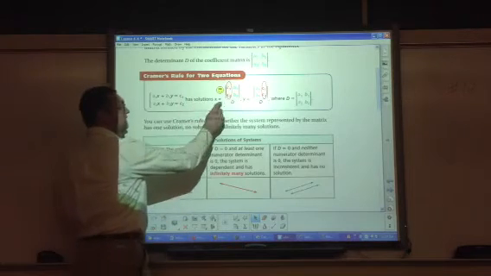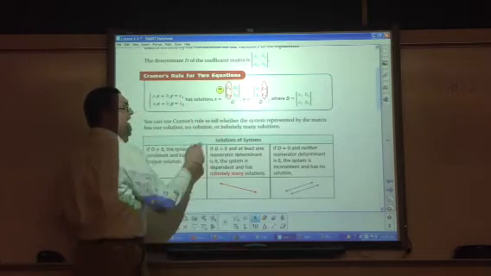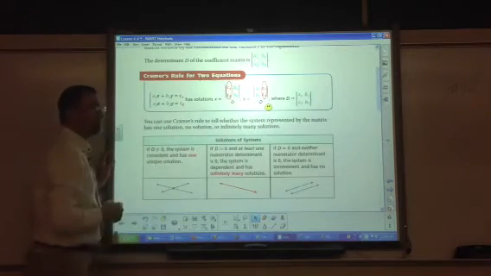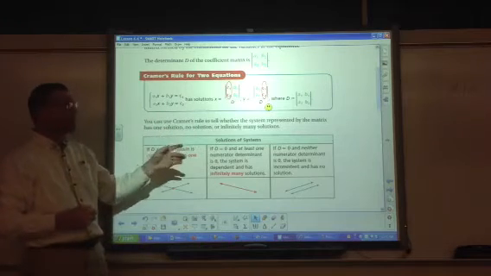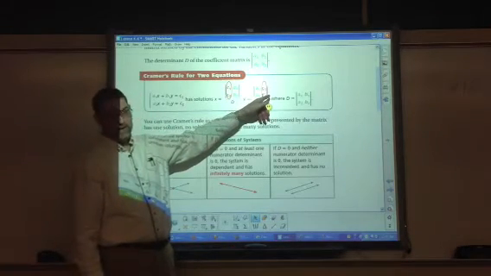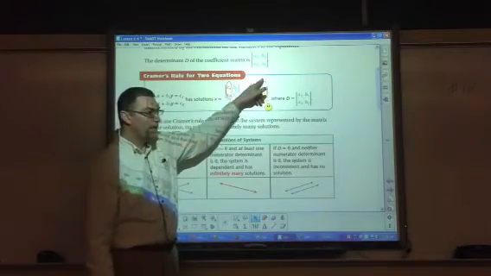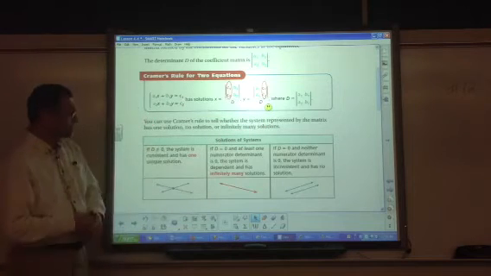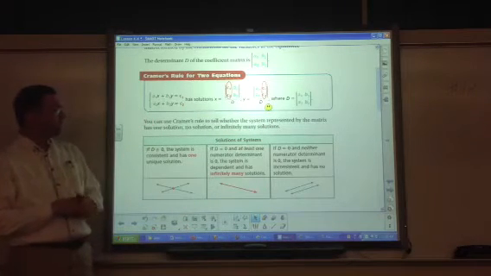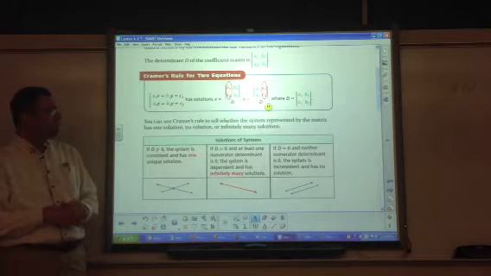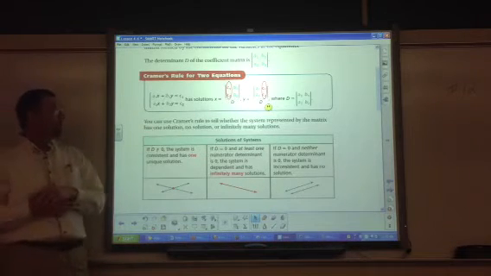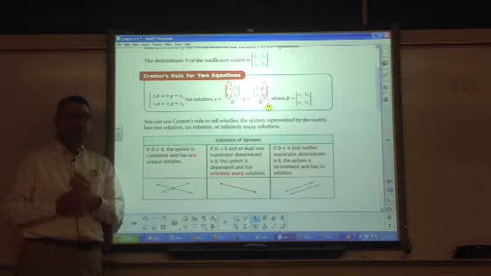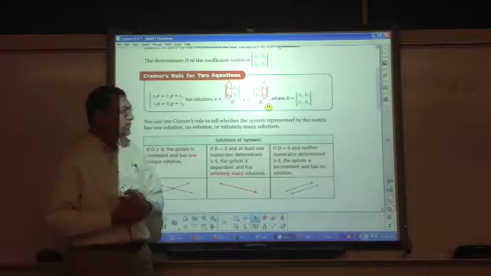So notice, once again, that to find x, they've replaced the a's with c's. To find y, the coefficients for x are still there, but they replace the coefficients for y with the constants. And then whatever number they get there, doing the determinant, so to speak, we're going to divide that by the determinant. And we can also use Cramer's rule to tell whether the system represented by a matrix has one solution, infinitely many solutions, or no solution.